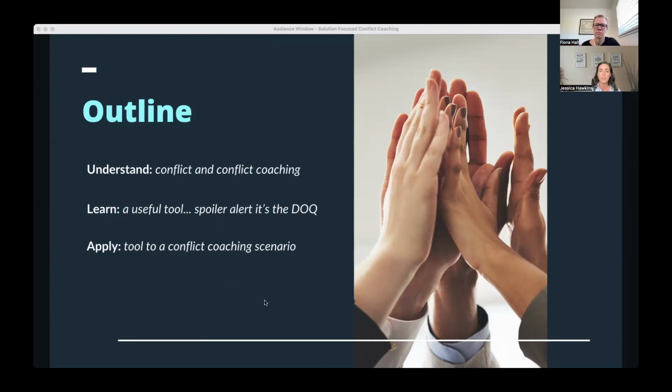Some of you might already be familiar with this tool. It's the Dialogic Orientation Quadrants. If that sounds foreign to you, you'll know about it soon. And if you're using it, amazing. I'd love to hear how you're using it. And hopefully I'll be able to present a way of using it that is new and interesting for you.